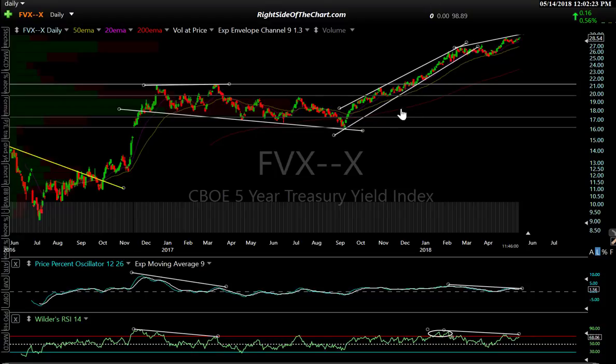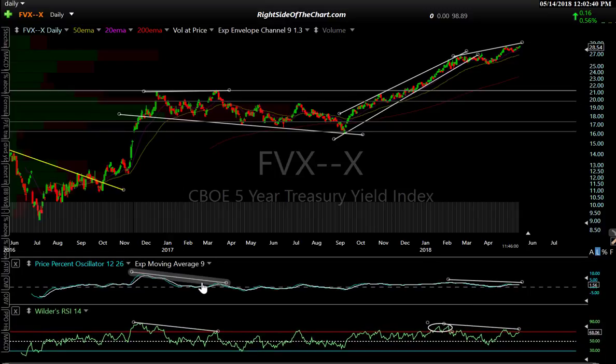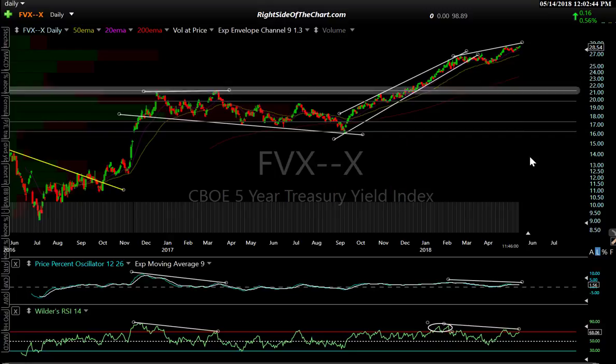And then 5-year yields. If you're looking at the shorter end of the yield curve as well, you can see right here negative divergence. Let me pull that down a bit. There's a divergent high right there. Here's your negative divergence on the PPO and the RSI down below. Just like we had divergence right here, it led to this correction that went all the way down here into September. So that's just another look at rates there.